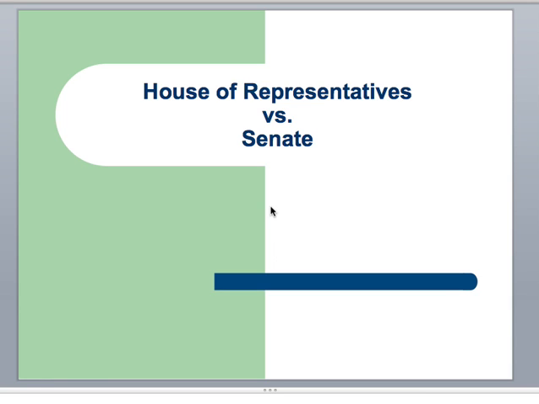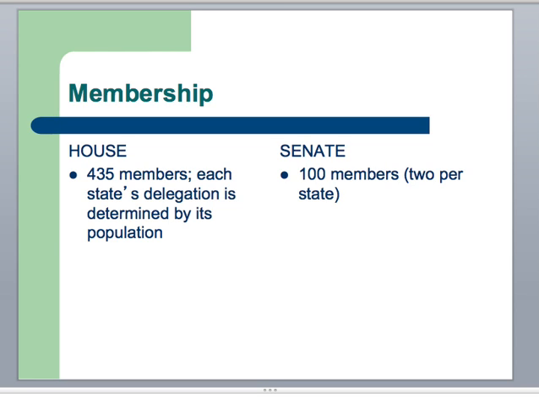Today we're going to take a look at the House of Representatives versus the Senate and some of the unique differences between the two. Starting out, as you know, this was created through the Great Compromise or Connecticut Compromise to have a bicameral legislature with different responsibilities.